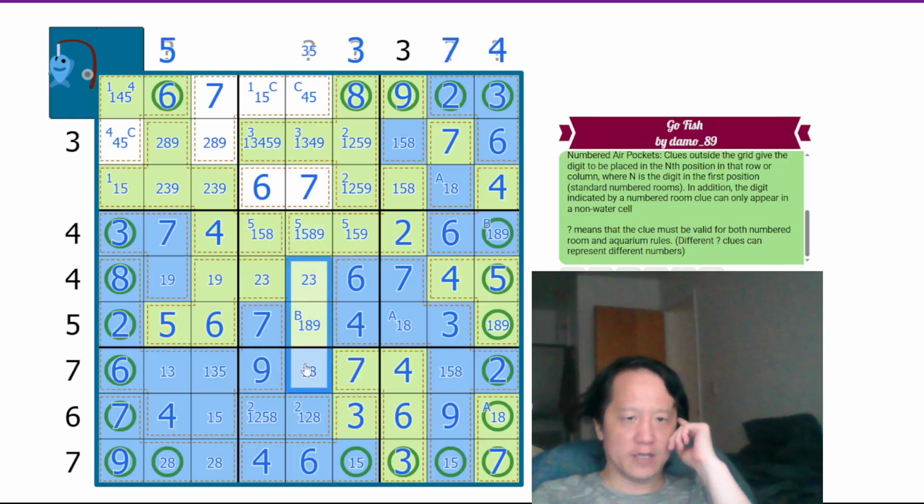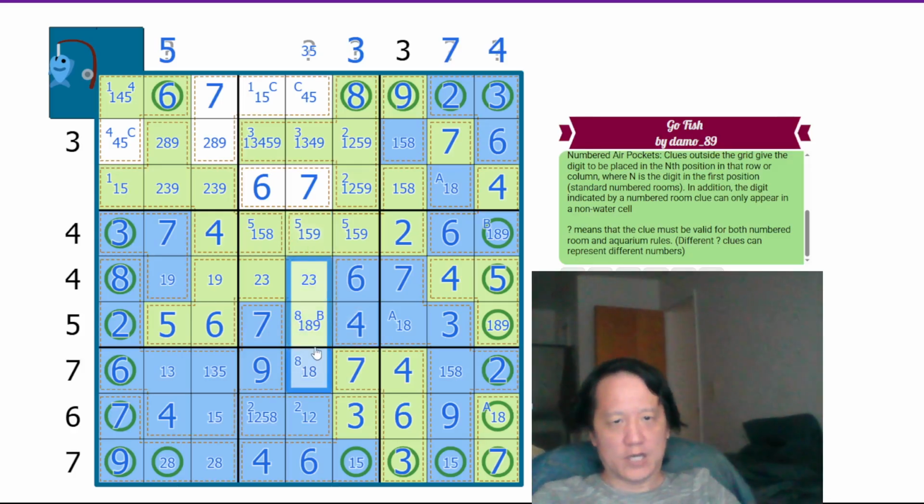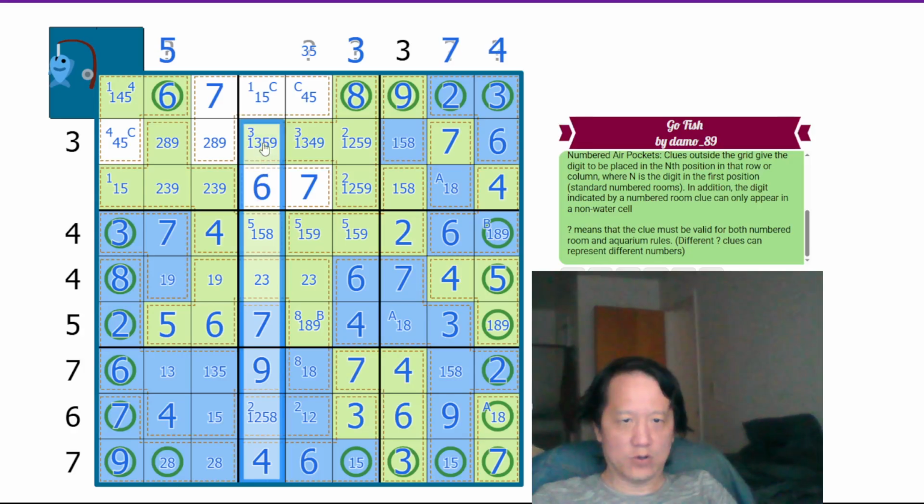Where is 8? So this is a 1, 8, 9 triplet in this cage, which means 8 is guaranteed to be one of these two digits, which eliminates 8 in the rest of the column. Okay, does that help much? Where is 4? 4 can't be here in column 4. 9 eliminates 9 in the rest of the column.